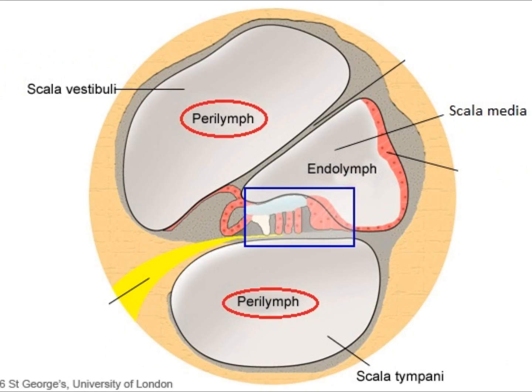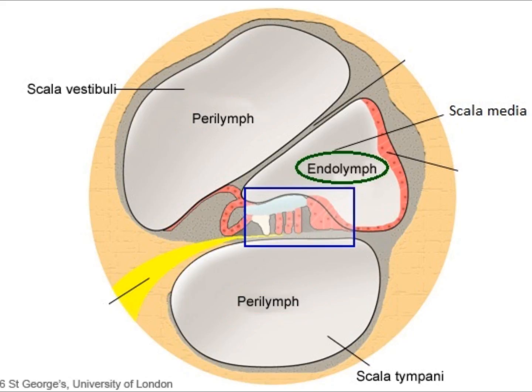Both the scala vestibuli and scala tympani are filled with perilymph, a sodium-rich fluid similar to spinal fluid, while the scala media is filled with endolymph, a potassium-rich fluid.